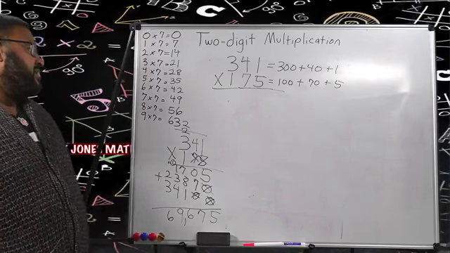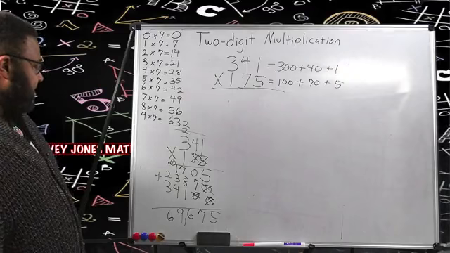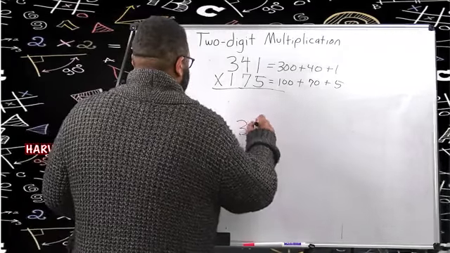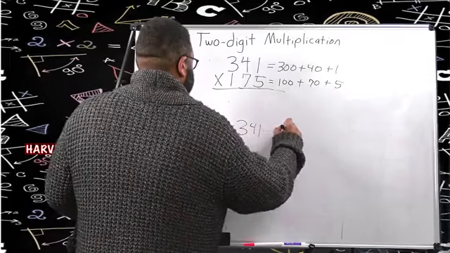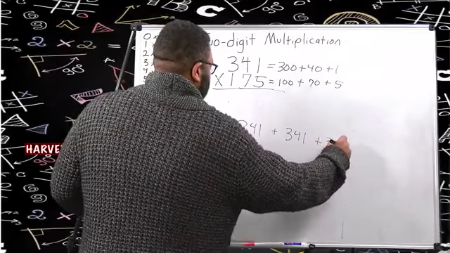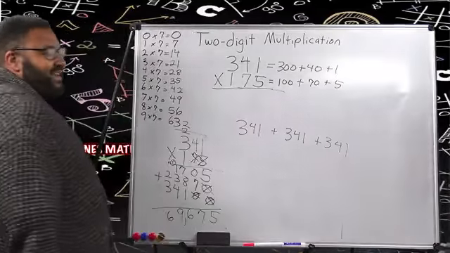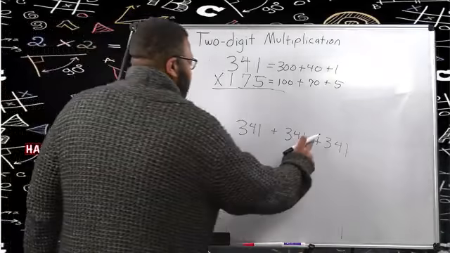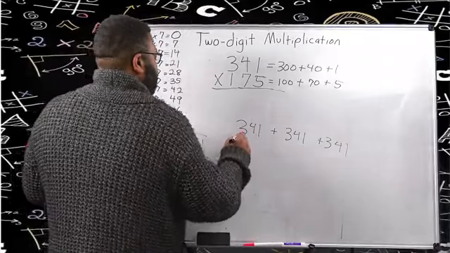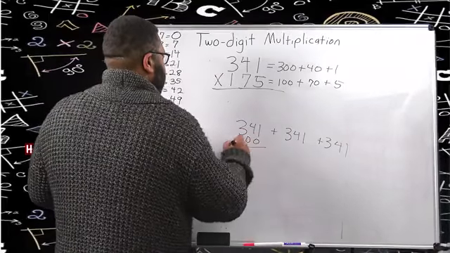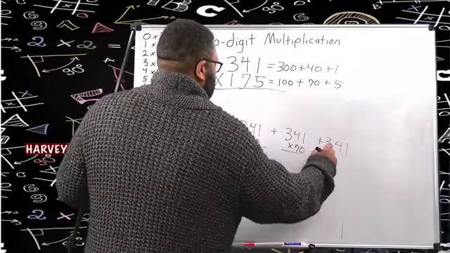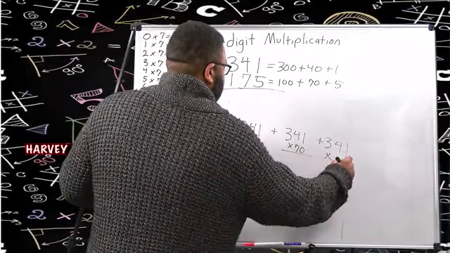Okay? Now, hopefully I can do this correctly. All right, so this time we're going to have 341 plus 341 plus 341. Yes, that's what's happening right here. So guess what's going to happen here? What's the bottom number? This will be times 100, times 70, times 5.